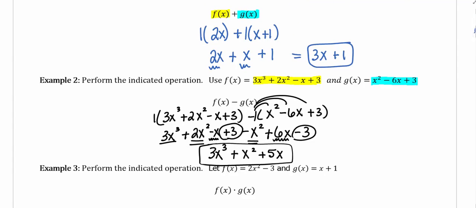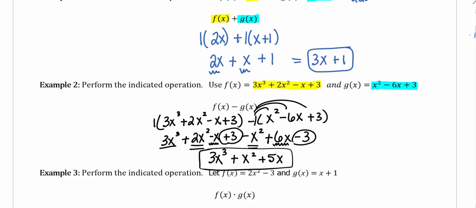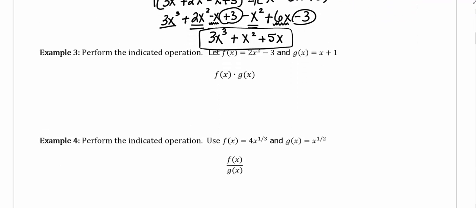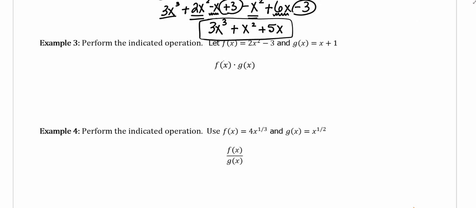So adding and subtracting are very similar. You use parentheses, distribute either a positive 1 or a negative 1, and then combine like terms. In example 3, we're going to get to multiplication. So that's here. That means multiply. And again, it's very important to know which operation you're supposed to do. So I've got f times g, so that is 2x squared minus 3 times x plus 1.